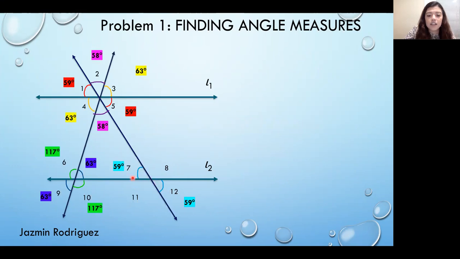And then once again, here we see that angle 7 and angle 8 are going to be supplementary angles. And supplementary angles are going to add up to 180 degrees. So 180 degrees minus our 59 degrees will give us the measure of 121 degrees. And lastly, we see that our angle 11 is going to be on the opposite side of our angle 8, making them equal vertical angles. Therefore, our measure for angle 11 will also be 121 degrees.